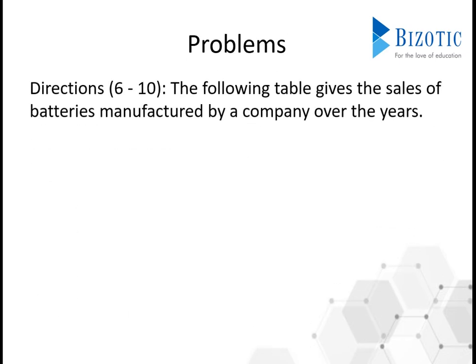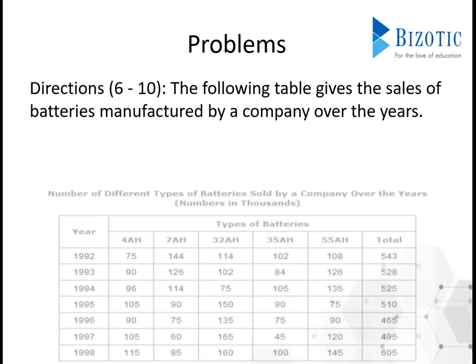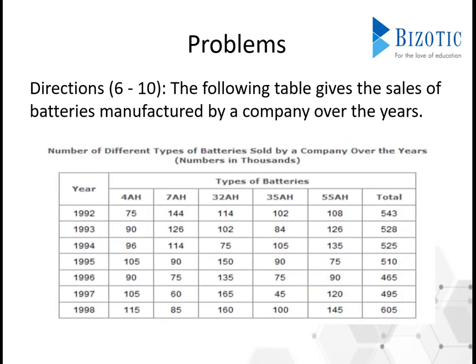And here it goes. The following table gives the sales of batteries manufactured by a company over the years. So you have a table with the number of different types of batteries sold by a company over the years. There are 4Ah, 7Ah, 32Ah, different variants, different years, and they have also calculated the total, so there is no need for you to calculate the total. With this data, we'll see what kind of questions are being asked.